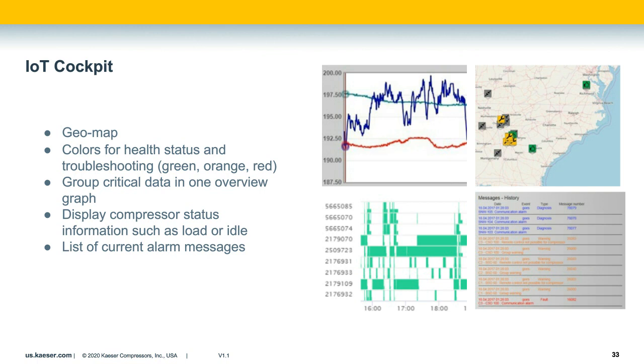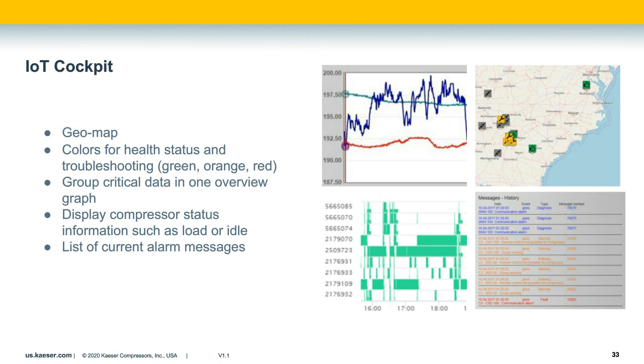Group critical data together in one overview, like we're seeing at the top left. Line discharge pressure, oil discharge temperature, motor winding temperature. Those are things that might be critical, and you want to have a look as soon as you open the cockpit.